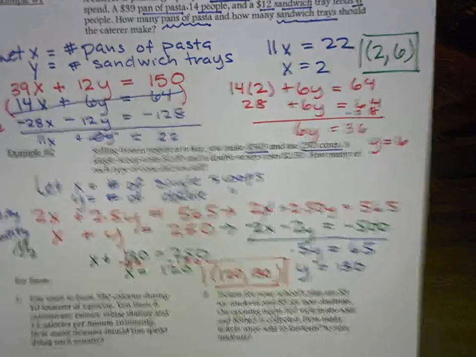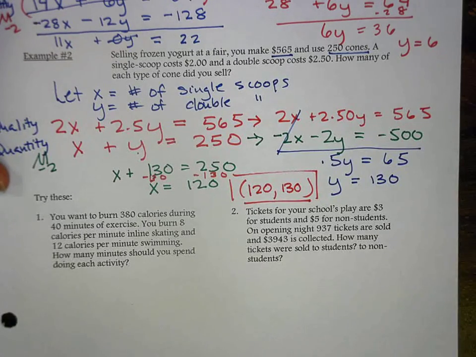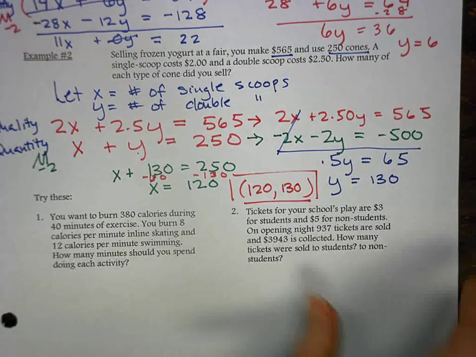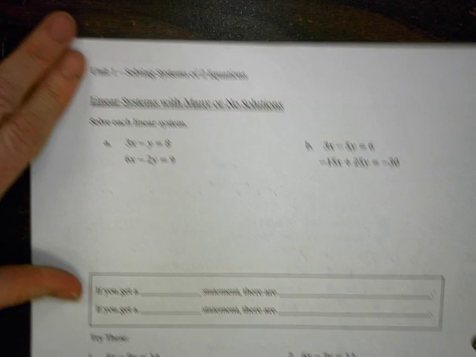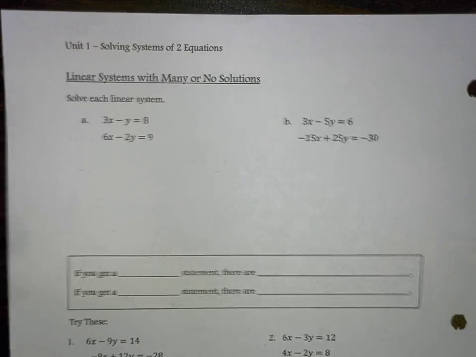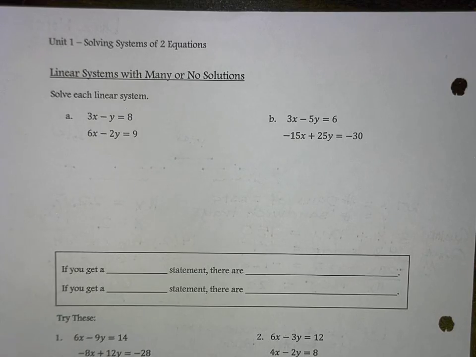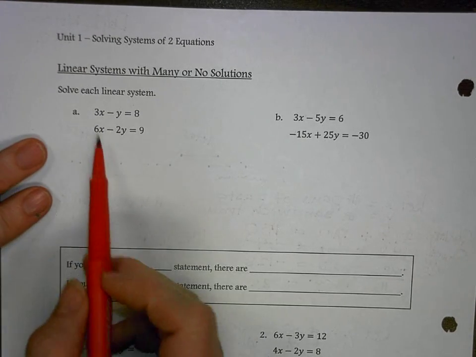All right, you're going to get into groups after all the notes are done, and you're going to finish these two together. Okay? Work together on that. All right, flip the page over. Let's talk about some qualities about when the systems have infinitely many or no solutions. And I hope that you remember this from Algebra 1. Okay, we're going to solve these systems.